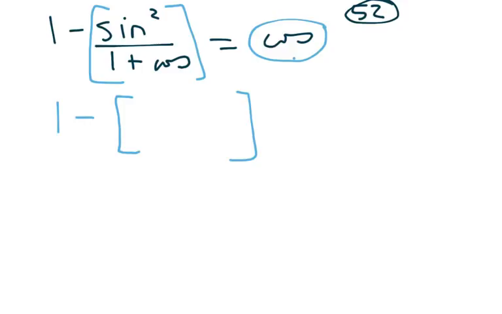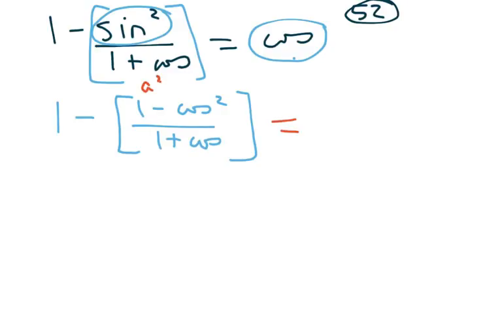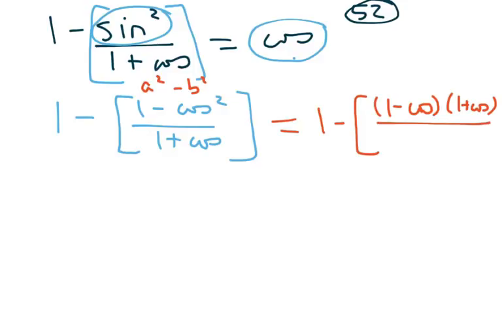I know I need cosine, so I'm going to definitely write that as 1 minus cosine squared over 1 plus cosine. I know this has the form of a squared minus b squared, so I'm going to write that as 1 minus cosine times 1 plus cosine, all over 1 plus cosine.